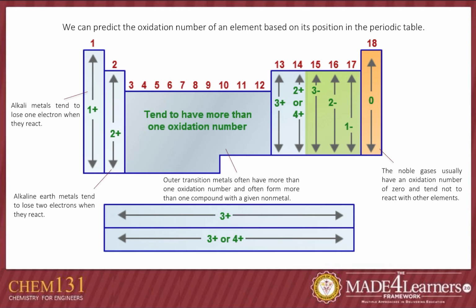However, here sa outer transition metals, they often have more than 1 oxidation number, and they often form more than 1 compound with a given nonmetal. So, sa mga example ani niya, for example, iron. Iron could either have an oxidation number of +2, or it could be +3. Ferrous and ferric. For manganese, pwede +2, pwede +4, pwede +5, pwede +7. So, naa siya daghan pwede. Depende sa kaso, no? So, you can just look at them. The oxidation numbers, you can just look at them sa periodic tables if you cannot recall the oxidation number.